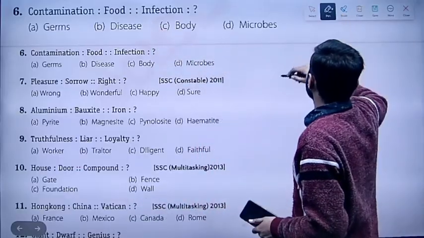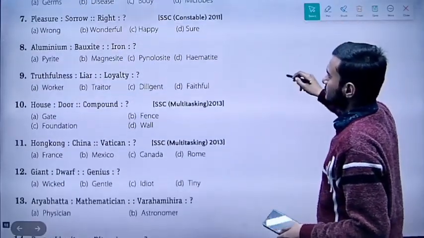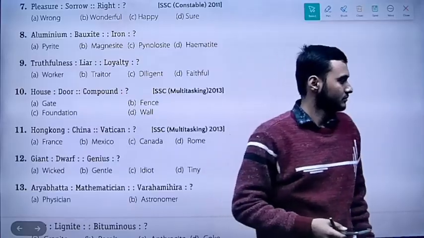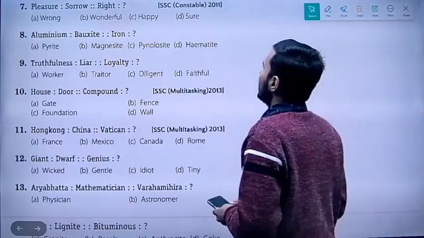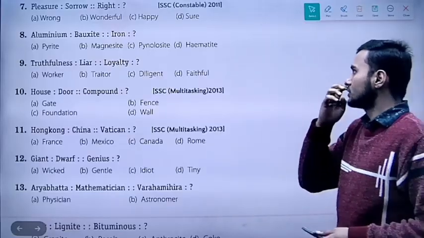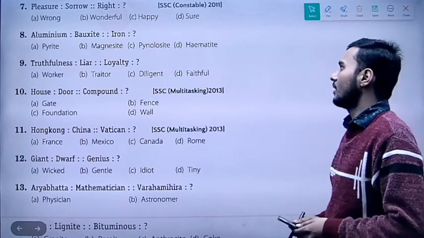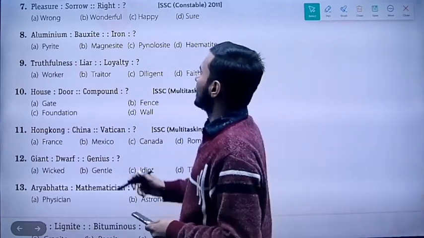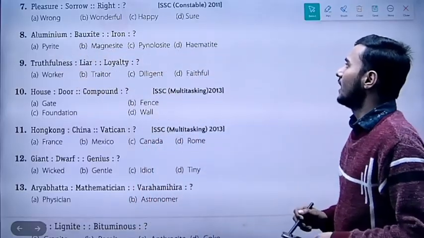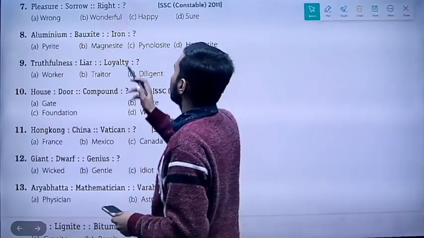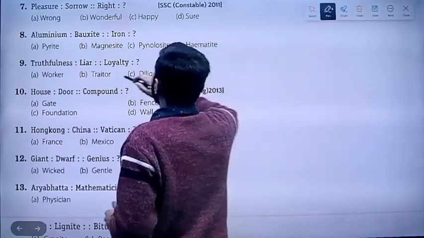So our next question is, pleasure is equal to sorrow, then right is equal to what? See, in this question, sorrow is totally antonym, or we can say opposite of pleasure. So the relationship between pleasure and sorrow is antonym or opposite relationship. So we have to find the opposite of right, and the opposite of right is wrong. So the correct answer of this question is option A, wrong.